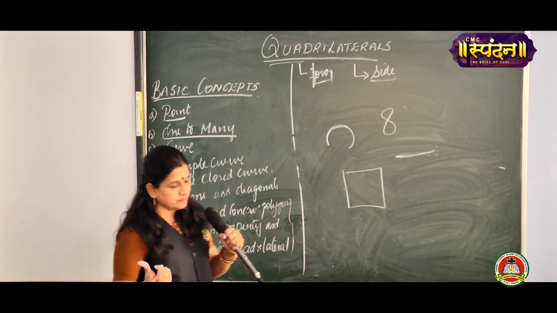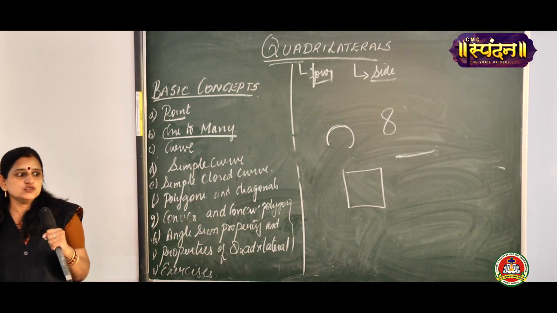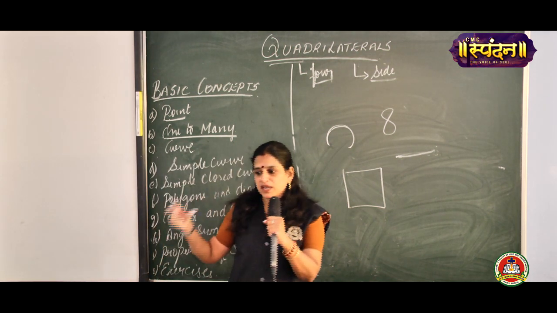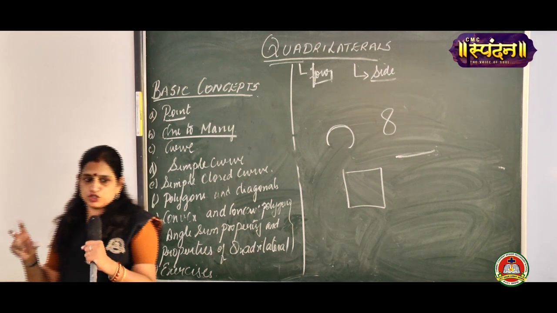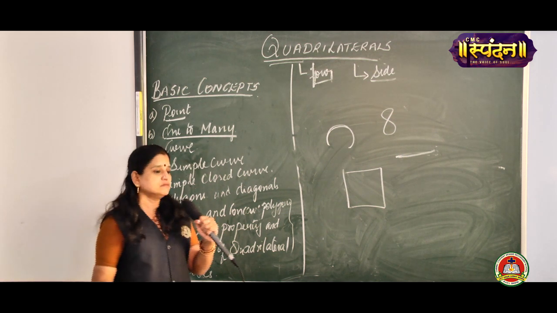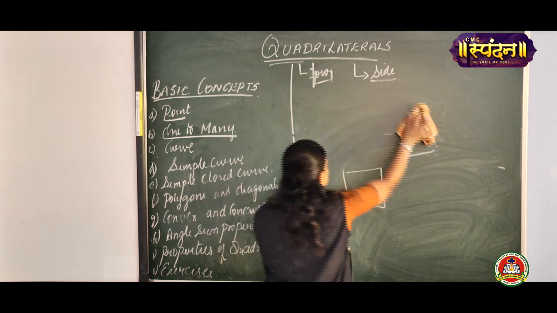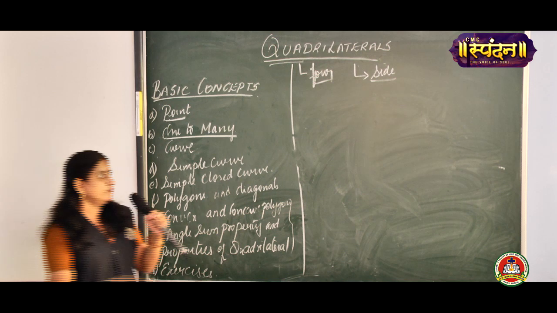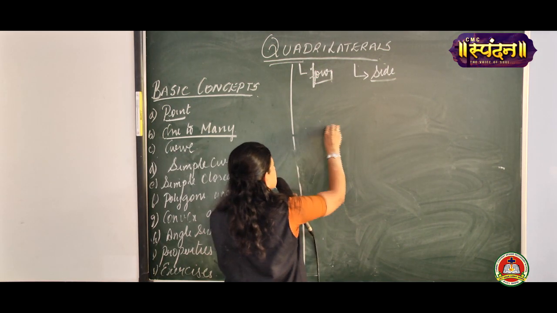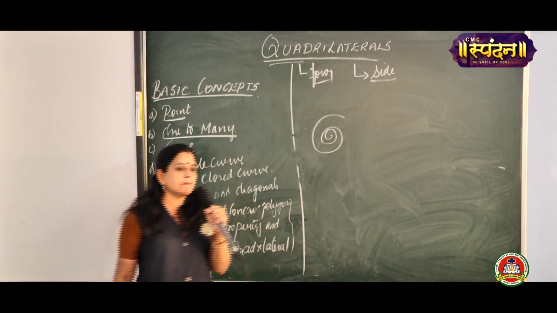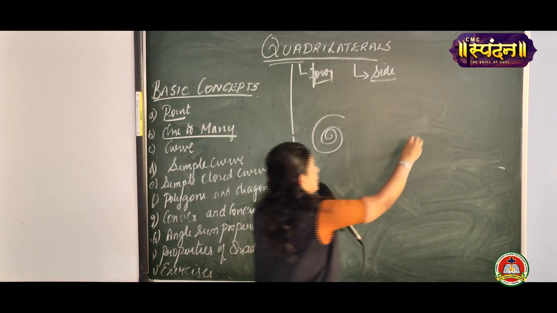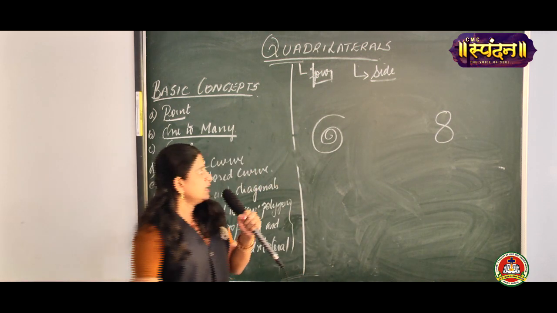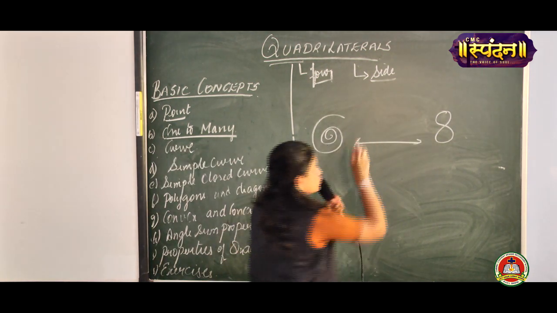I will repeat it once again. Whatever figure you are drawing on the plane surface without lifting the pencil, that much portion of the figure you call a curve. Now this curve can be a simple curve and not a simple curve. So if I consider this figure, this is a simple curve. Now if I consider this figure, 8 is also a curve. Can you find the difference between these two?